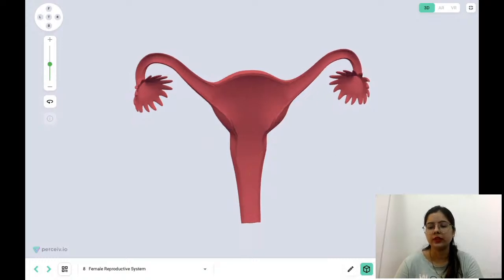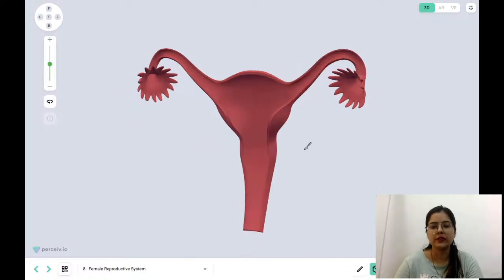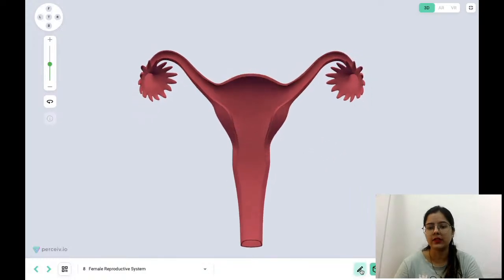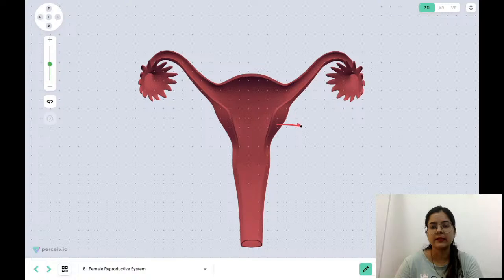Let me show you individually. So this layer which you can see over here, this outer layer, this is basically your perimetrium of the uterus. This is the outermost layer of the uterus, which usually consists of thin-walled epidermal tissues. So this is usually thin wall, and this is the outermost layer of the uterus.